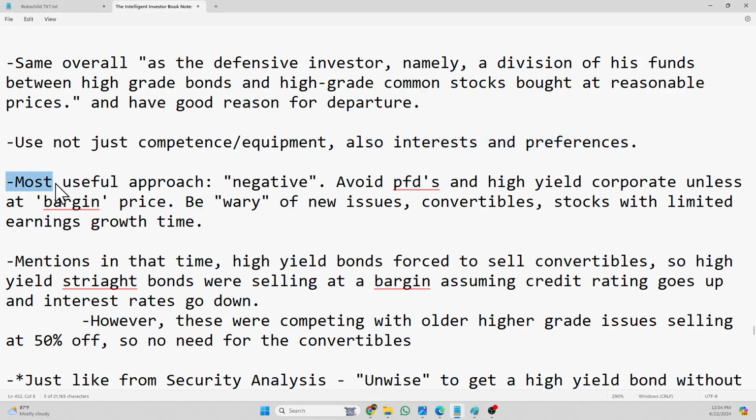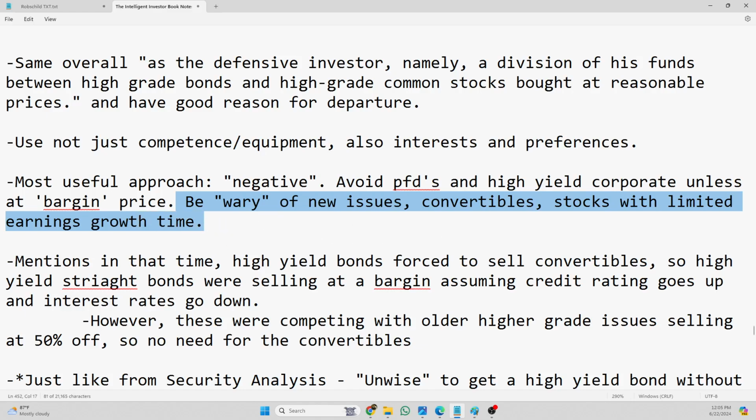But I digress. All right, so the most useful approach is a negative approach. So not what am I looking for, but what should I eliminate from my choices. And he says avoid preferred shares. He hates preferred shares. Yeah, every book he writes, his emotions really open up about how much he doesn't like them. But he says avoid preferred shares and high yield corporate unless they're at a bargain price. Be wary of new issues, convertibles, stocks with limited earnings growth time.